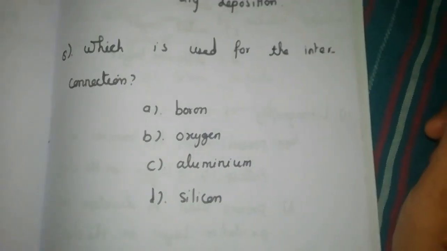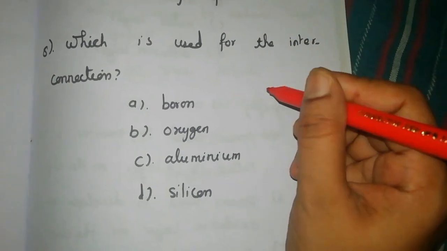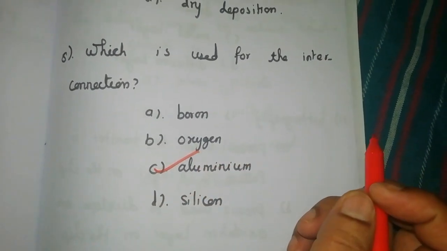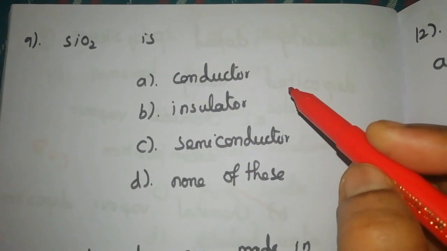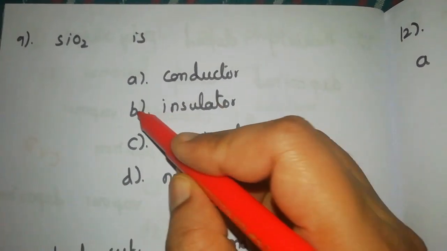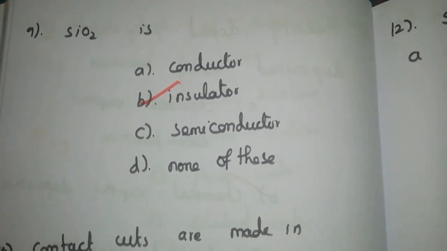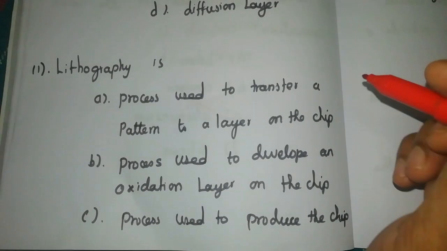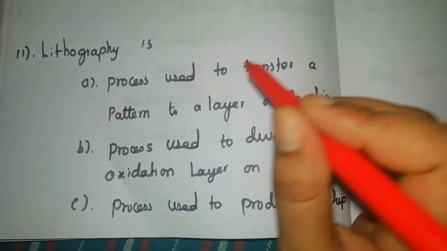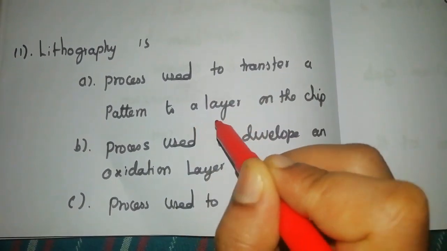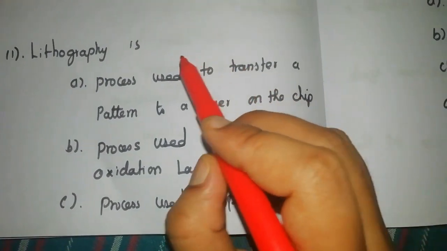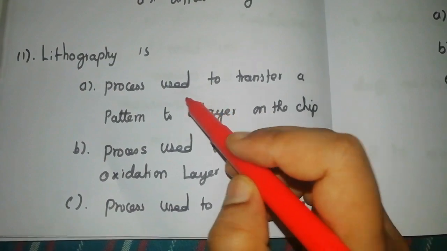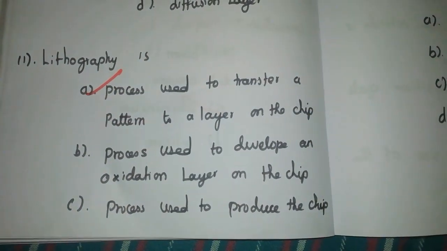Next question, which is used for the interconnection? Metals are used for interconnection. Here aluminum is the answer, so C is the answer. And SiO2 is an insulator, so the answer is B. And contact cuts are made in source. Lithography is the process used to transfer the pattern to the layer on the chip. So the lithography is mainly used to transfer the pattern to the layer. So here the answer is A.